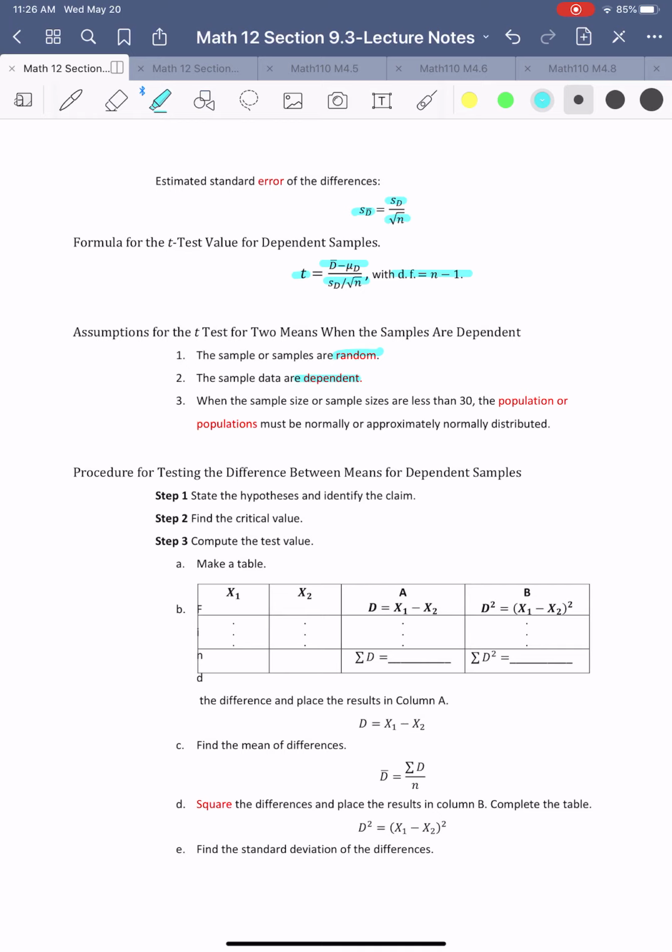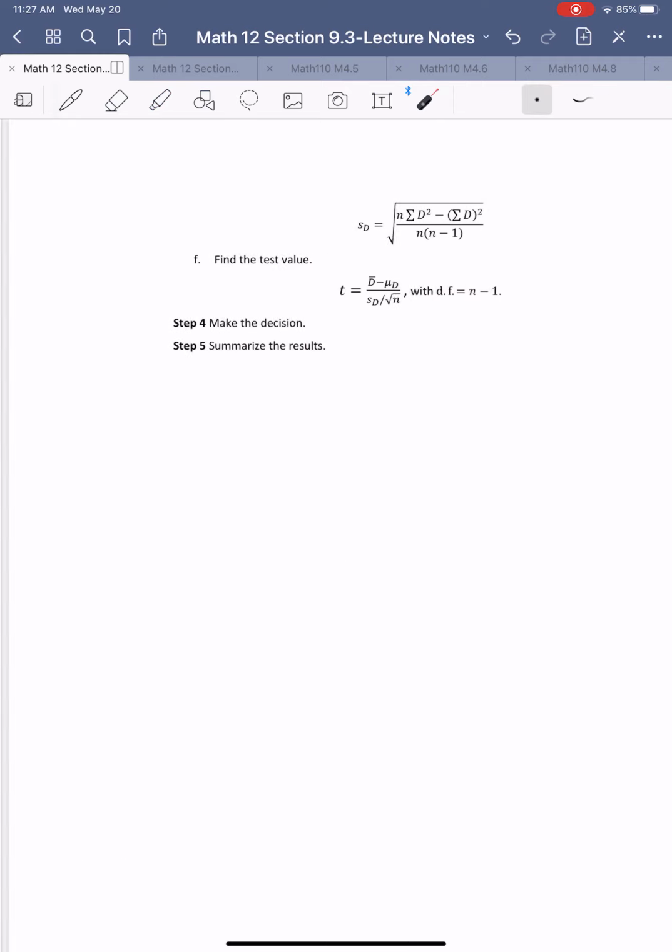The procedure for testing the difference between the means of dependent samples: state the hypotheses, identify the claim, find the critical value, and compute the test value. To do that, make a table, find the difference, and place the results in column A. Then find the mean of the differences from that column, square the differences and place the results in column B. Then find the standard deviation of the differences using the formula we have, find the test value using the formula, make a decision, and summarize the results.